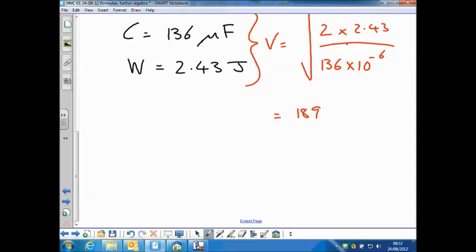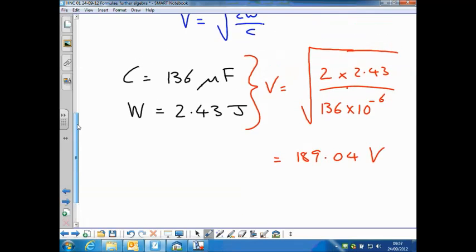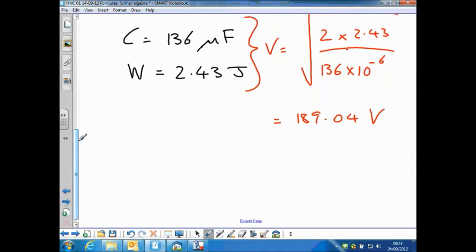189. A unit? Volts, yeah, we're after voltage, so volts. Is that an appropriate accuracy? No. 3 significant figures, so what would it be to 3? 189 volts. Okay.